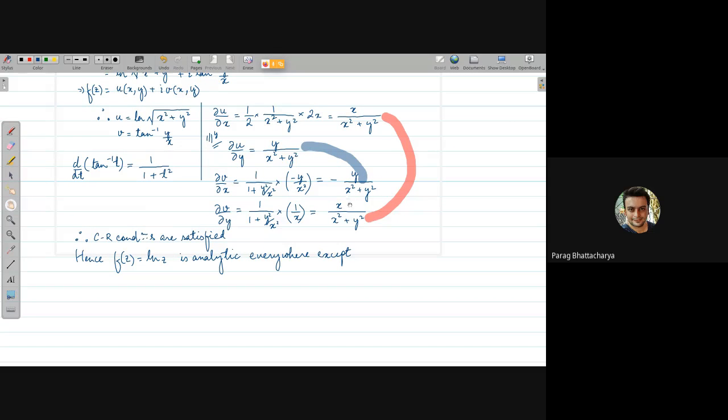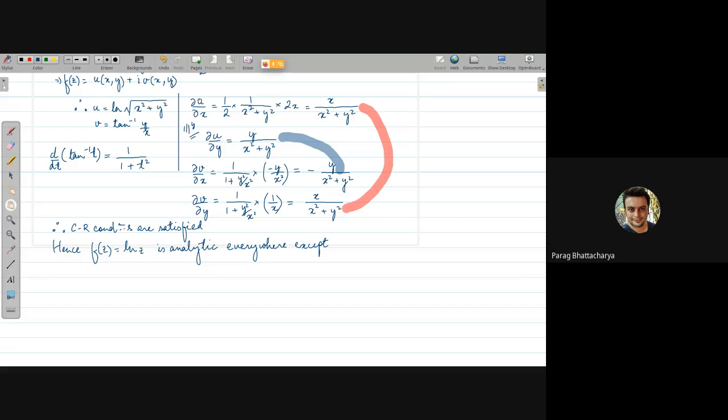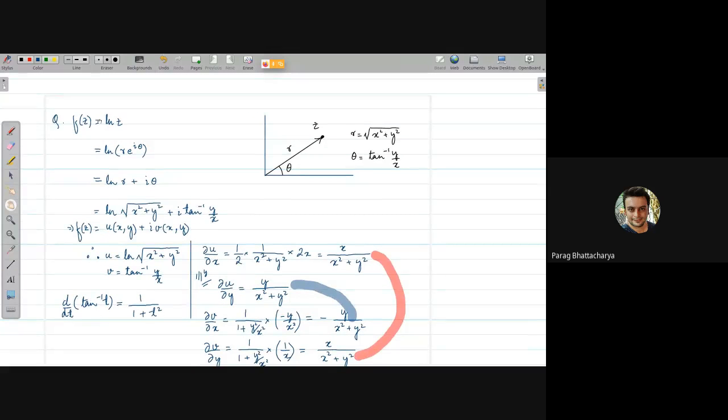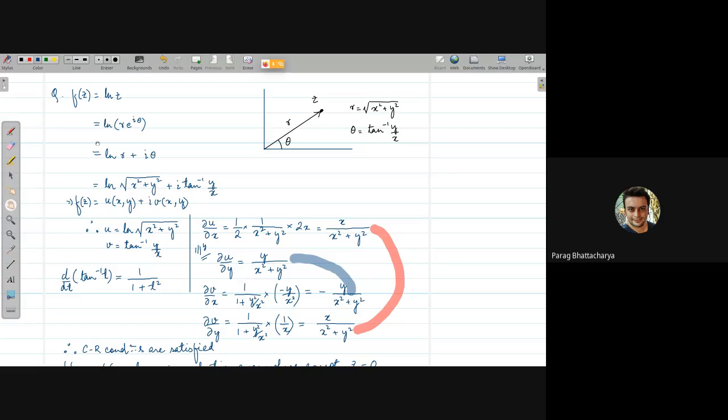And there is only one point where the partial derivatives of u and v are not defined, that is z equals 0. Because when z equals 0, that's the only place where x and y simultaneously both become 0. So as a result, the partial derivatives dou u by dou x, dou u by dou y, dou v by dou x, dou v by dou y, all of them will become undefined. So this is analytic everywhere except at z equals 0. Okay, so this is the analysis, checking the analyticity of this function f of z equal to ln z.